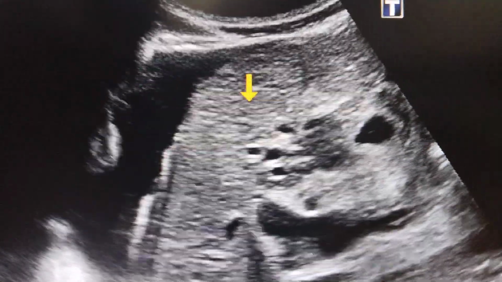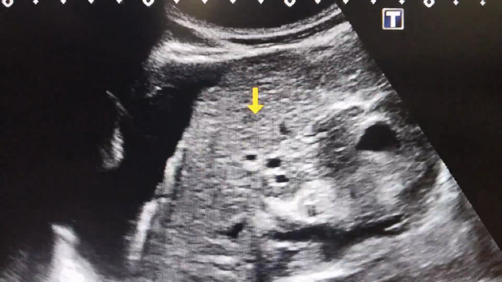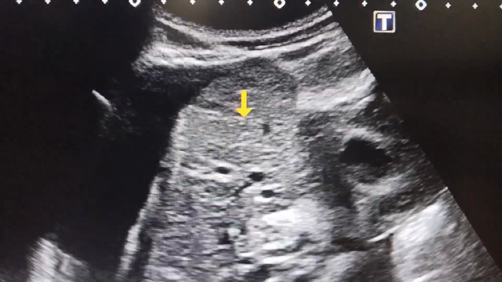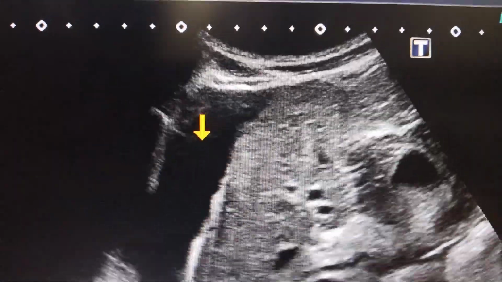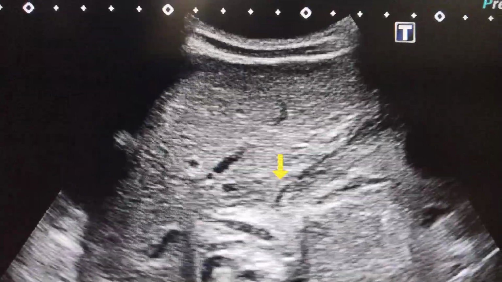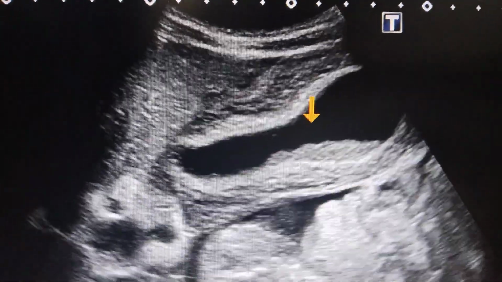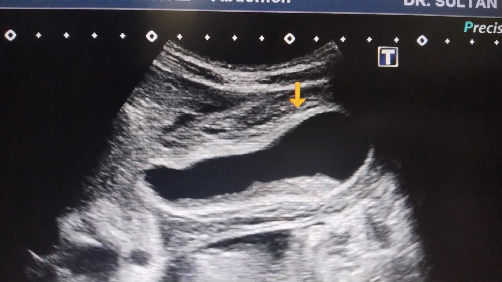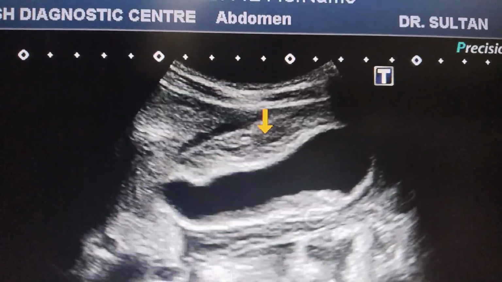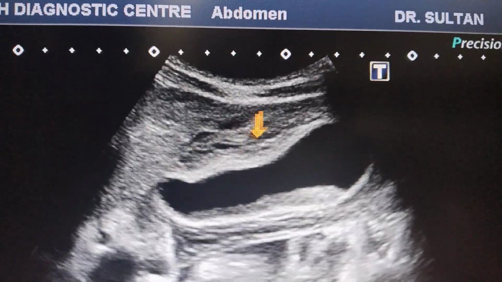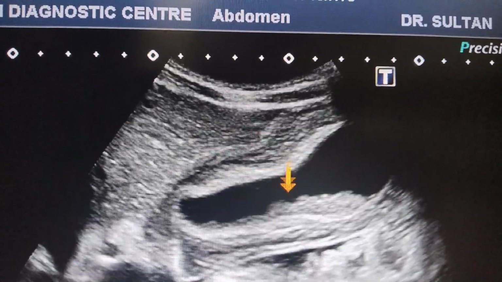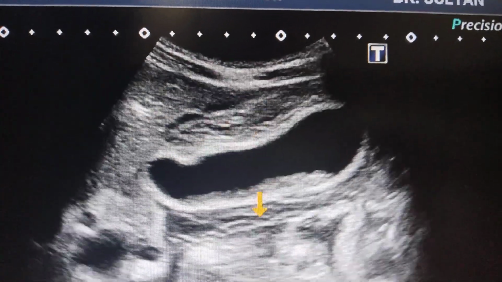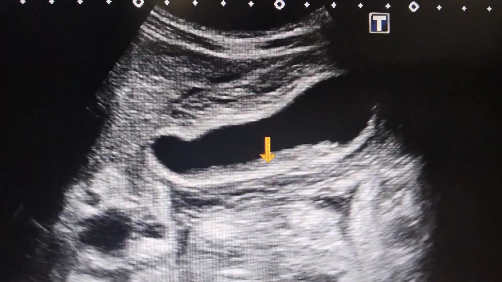This is the liver, which is heterogeneous and coarse in echo texture, and this is the ascites. And this is the gallbladder, which is thick-walled, and these are the hypoechoic spaces within the wall. This is the edema. So thick-walled gallbladder with pericholecystic edema, and this is the sludge within the gallbladder.